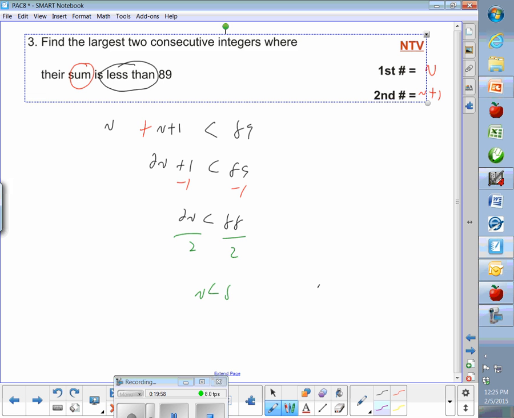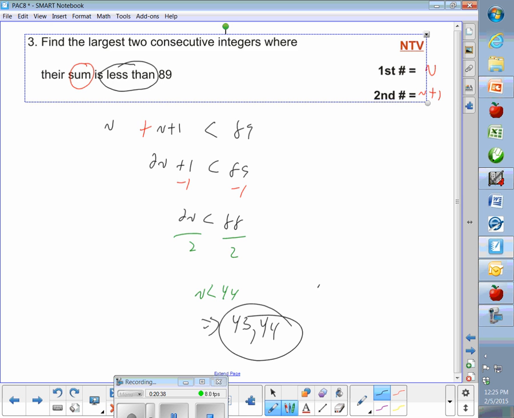n less than 44. Now, wait a minute. Let's answer the question. Find the largest two consecutive integers where their sum is less than 89. Is n 44, yes or no? No, it's not. N is less than 44. What's the number less than 44? So that implies we start at 43. What would the second number be? 44. That's the answer to the question.